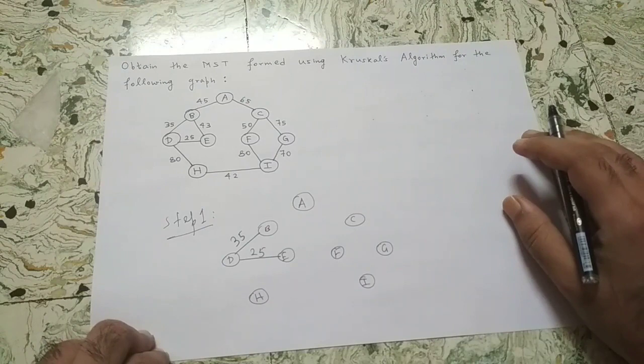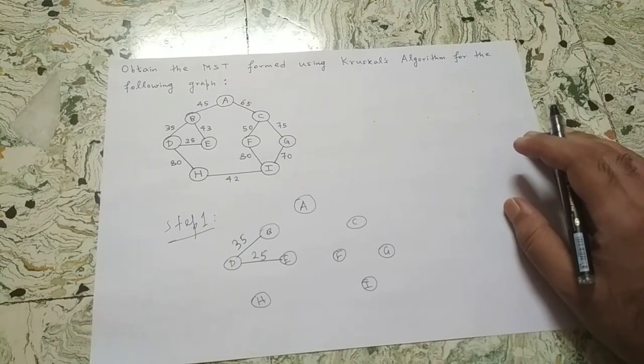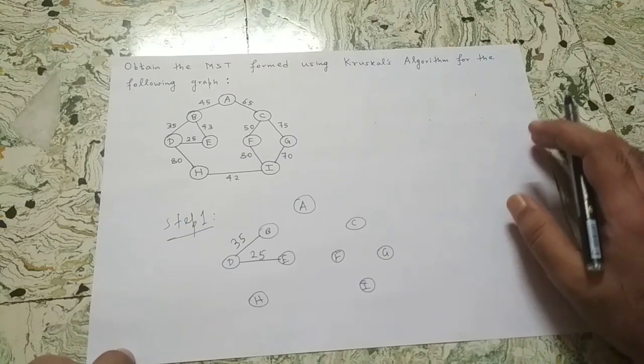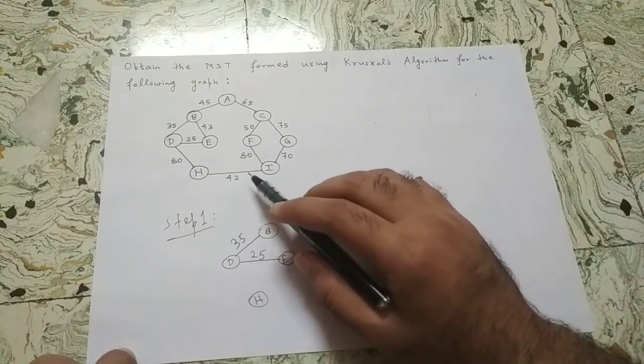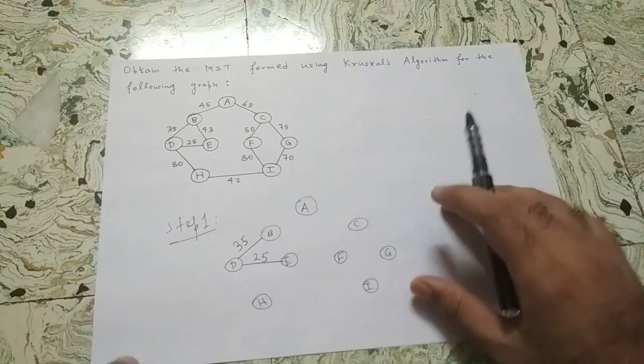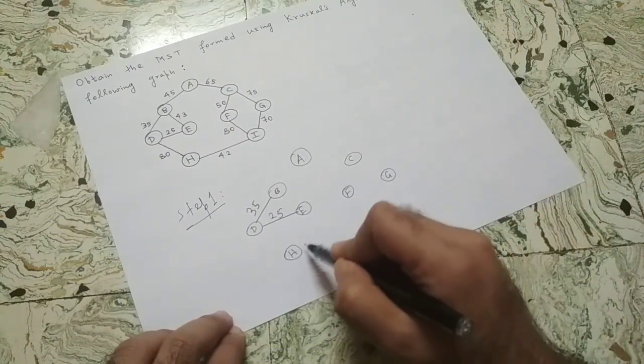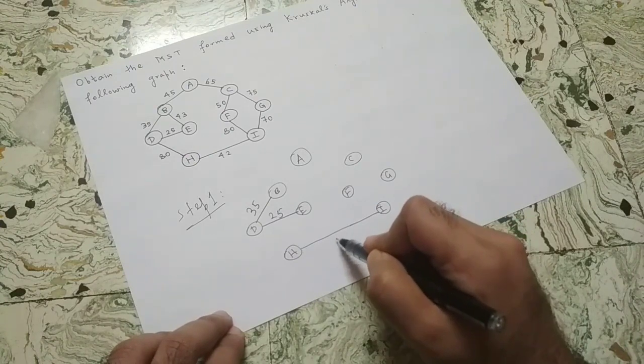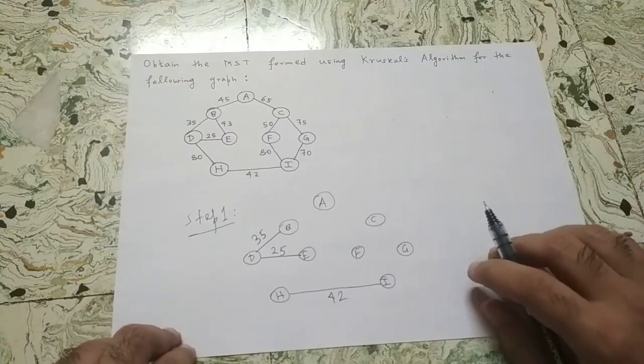So I'll say 35. Okay, the next value of edge weight that I should consider is 42. Observe carefully, it's 42. So if I include this edge connecting H and I having an edge weight of 42, it will not lead to a cycle, so I can include it.